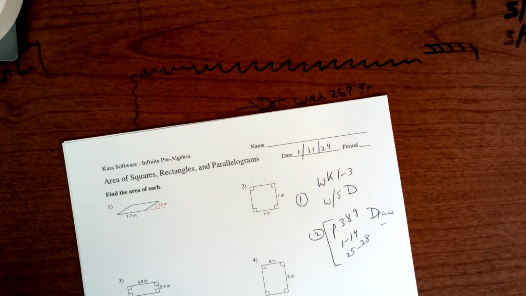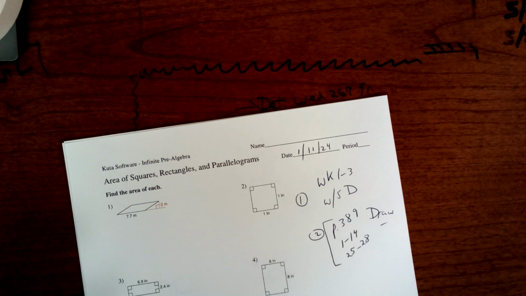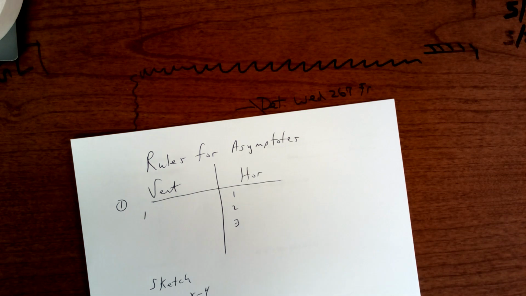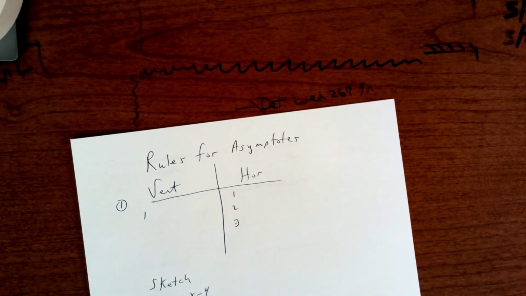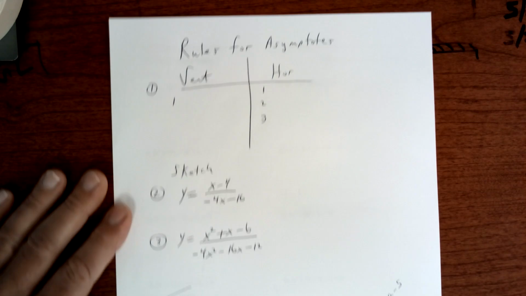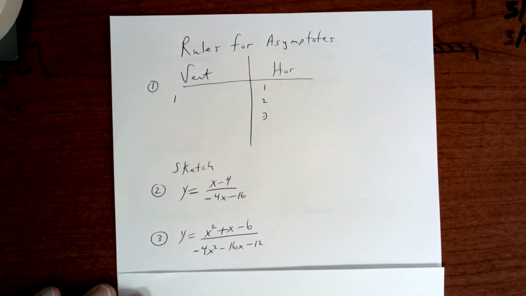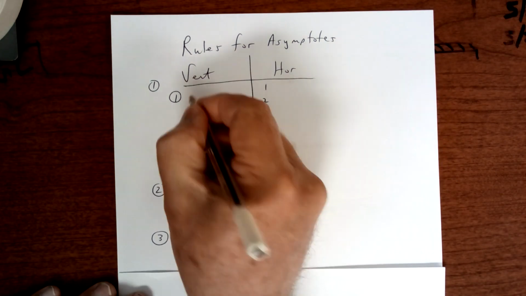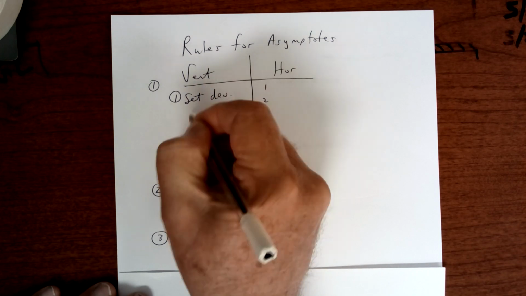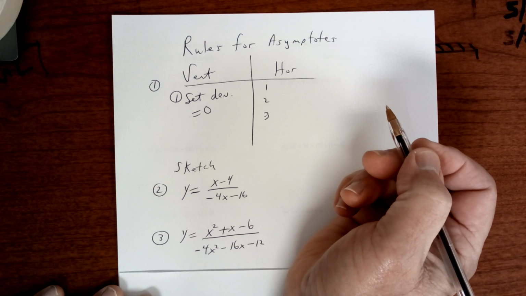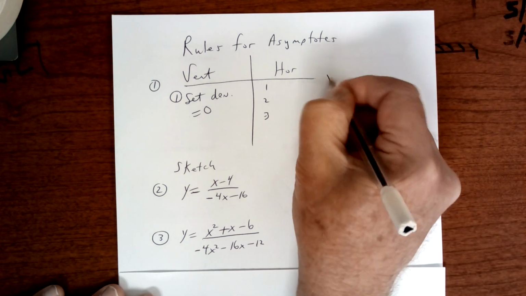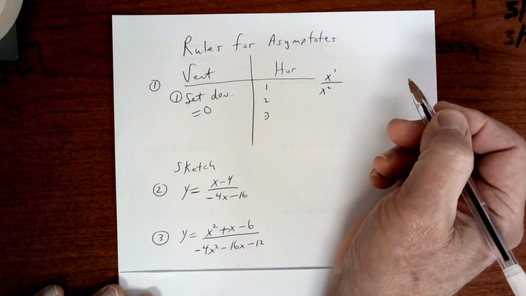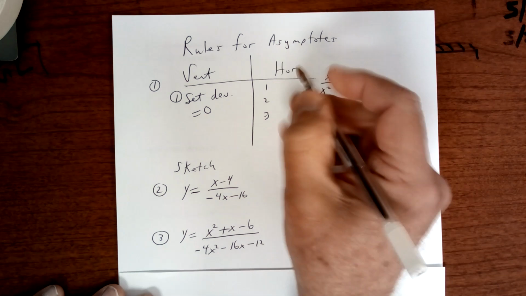All right, let's turn our attention now to college algebra. Okay, so on college algebra, let's take a look. You have some rules. The rules for the vertical asymptote is set the denominator equal to 0. For the horizontal one, if the top exponent is smaller than the bottom exponent, then the horizontal asymptote is y equals 0 by default.